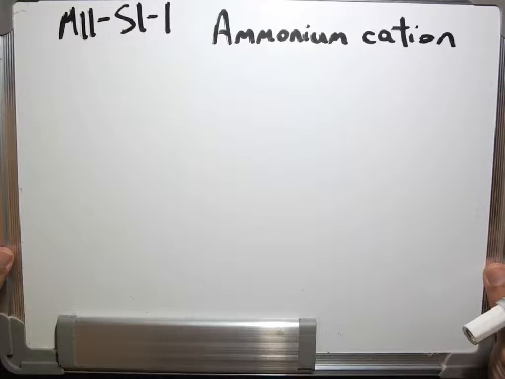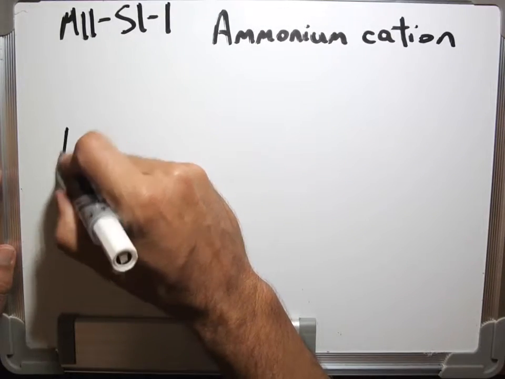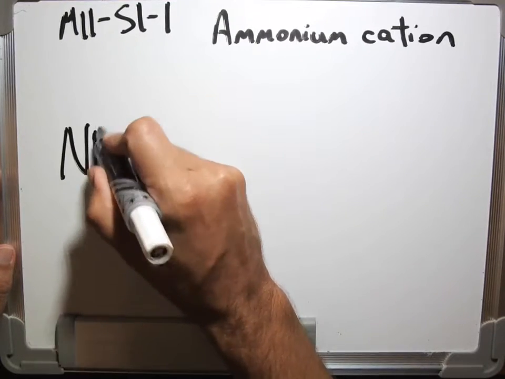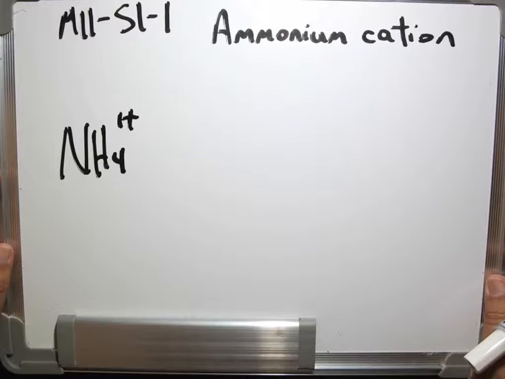Module 11, problem set 1. Here we're asked to come up with a Lewis diagram for ammonium cation. Let's begin by making sure we know the chemical formula associated with the ammonium cation. It's going to be NH4 carrying a positive 1 charge.